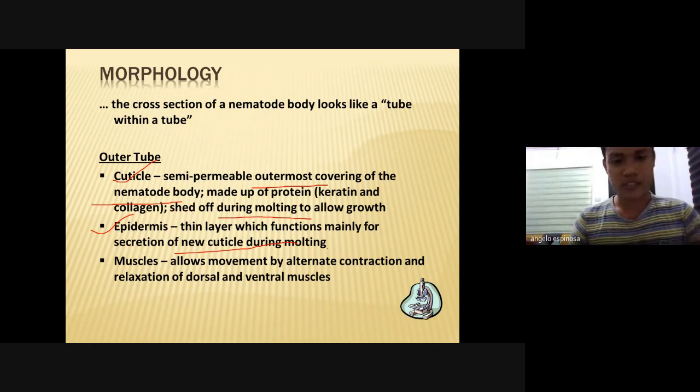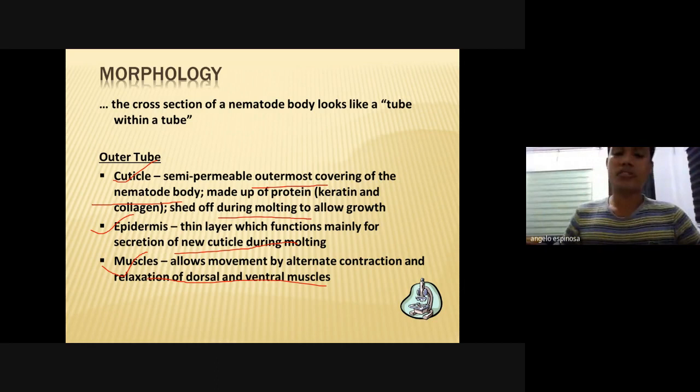And muscles allow the movement by alternate contractions and relaxation of dorsal and ventral muscles of the nematode. Since the nematodes don't have any legs, muscles is the one they use in allowing movements.